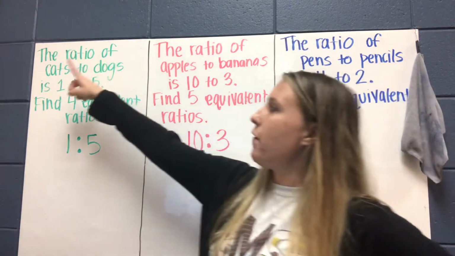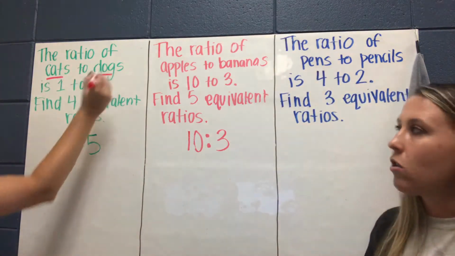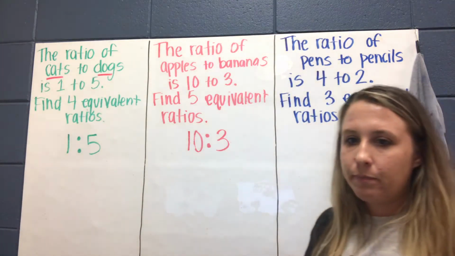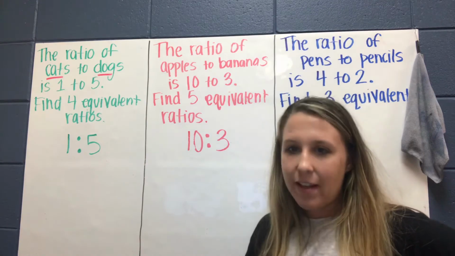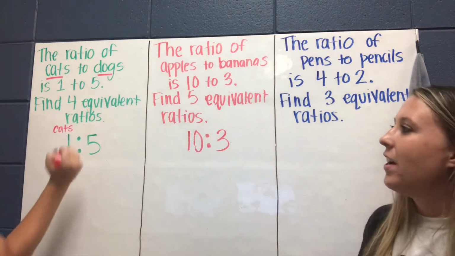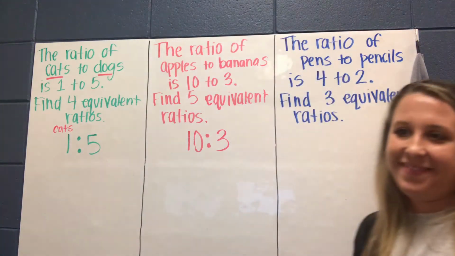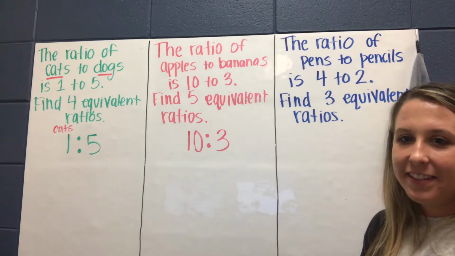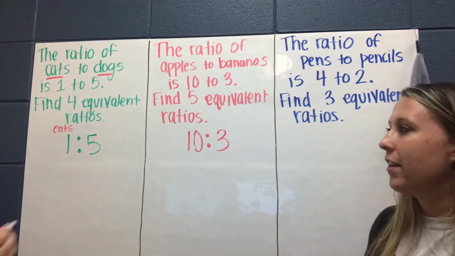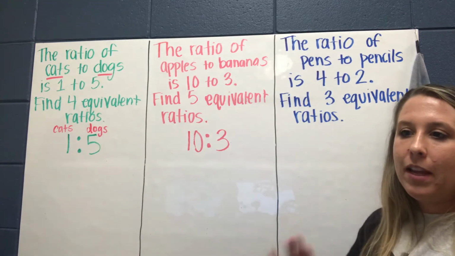It says the ratio of cats to dogs is 1 to 5. So would this 1 be cats or dogs? Good, yeah, cats. All right, so is this 5 cats or dogs? We should get that one. Good, awesome. So we're going to make sure we label them each time.